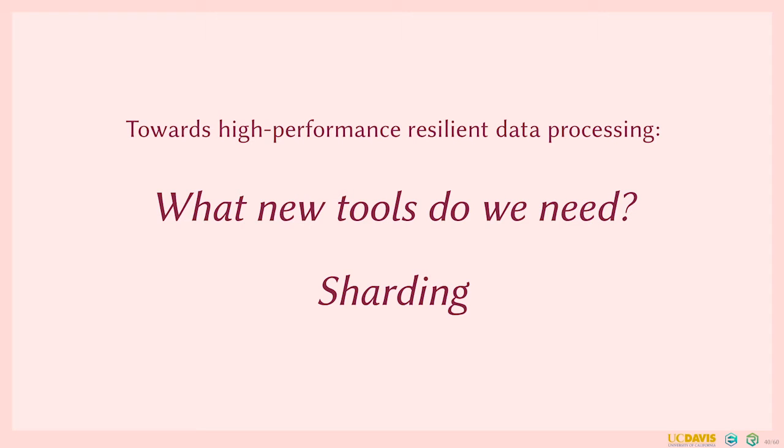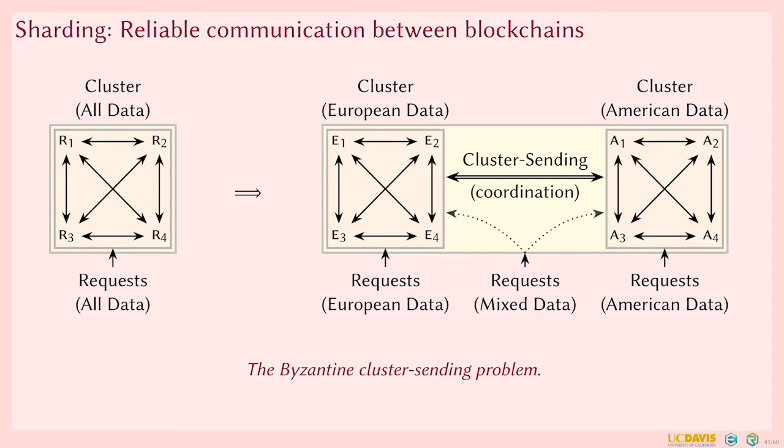So then the alternative is we make some new tools to provide this, and the first thing we look at is to enable sharding, for which we needed coordination between blockchains. And what we did is we formalized this problem, the problem of coordinating two clusters with Byzantine failures in each of the clusters, as the Byzantine cluster sending problem.